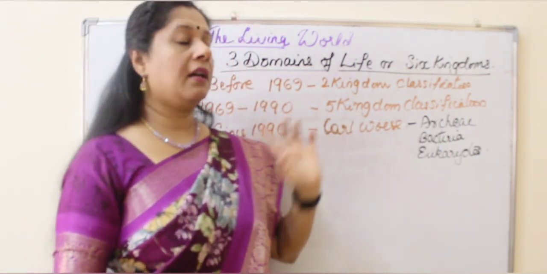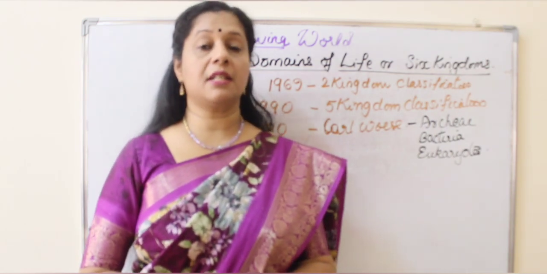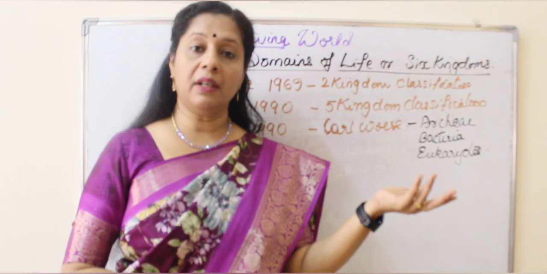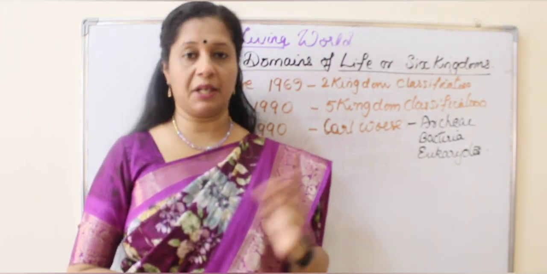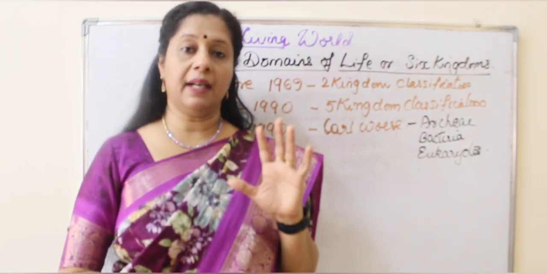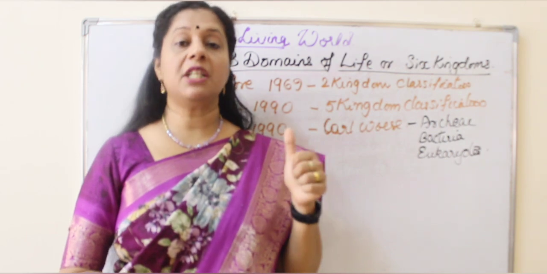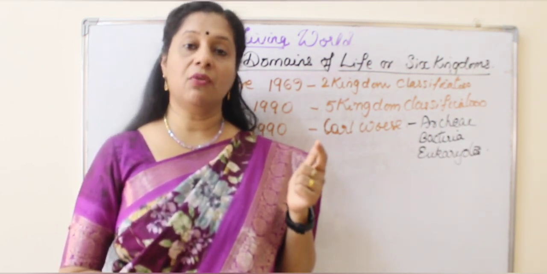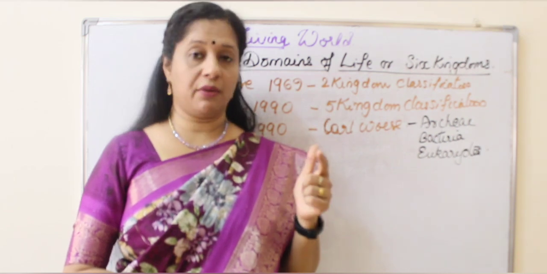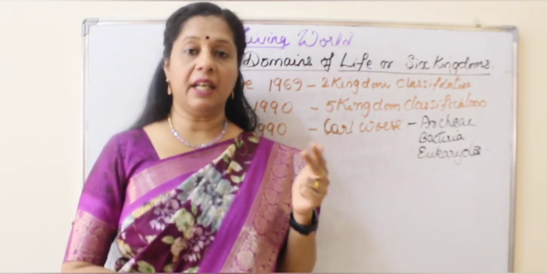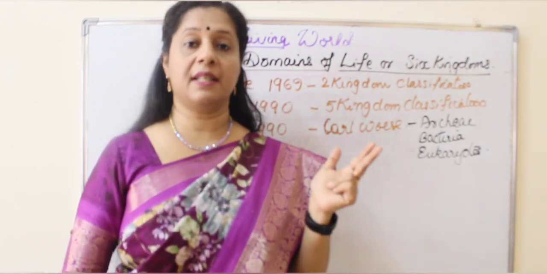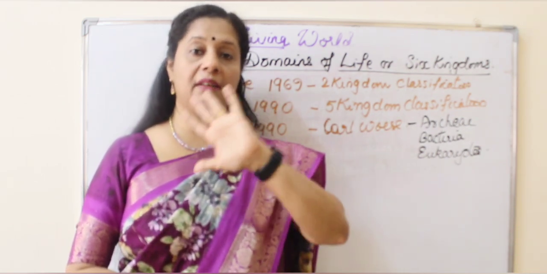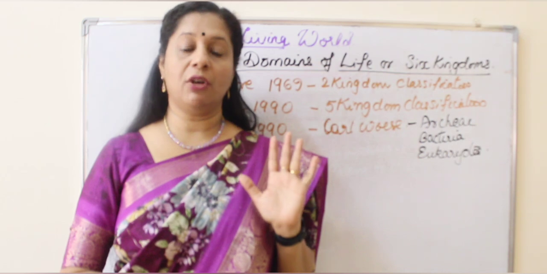Then in 1969, Whittaker introduced another system of classification called the five-kingdom classification, solving all the anomalies associated with the two-kingdom classification. Here the five kingdoms were: first kingdom Monera, which included all the prokaryotes. Then comes Protista, which included all the unicellular eukaryotes. Then came fungi. Fungus was considered as a separate kingdom. Then plant kingdom and animal kingdom. So totally he divided all the living organisms into five kingdoms.